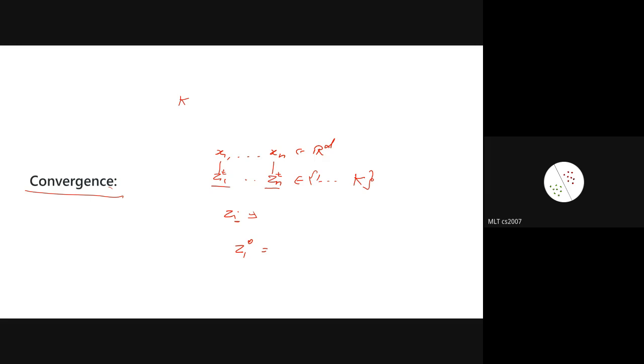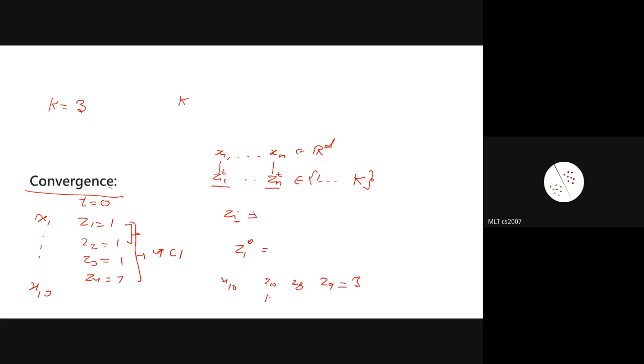Okay. It means assume that you have chosen k as 3, and you have 10 data points, x1 to x10. Right. So in the initialization step, let t equal 0. z1 maybe 1, z2 maybe 1. So these two belong to cluster 1, or z3 again 1, z4 is 1. So all these four points belong to cluster 1, c1. And if the z10, z8, z9 values, let's say this is 3, it means that the 10th point, the 8th point, and the 9th point belong to cluster 3.